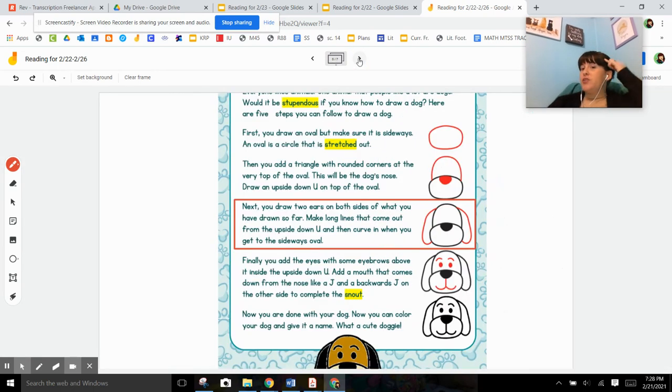Then we add those ears that go straight down with a little curve on the side, on both sides of our upside down U and our oval. And then you add the eyes and make sure those eyebrows are nice and curved so the dog looks friendly, doesn't look mean. The J doesn't have that straight line at the top. It just swoops down and makes that cute little mouth that puppy dogs have. And then you're done.